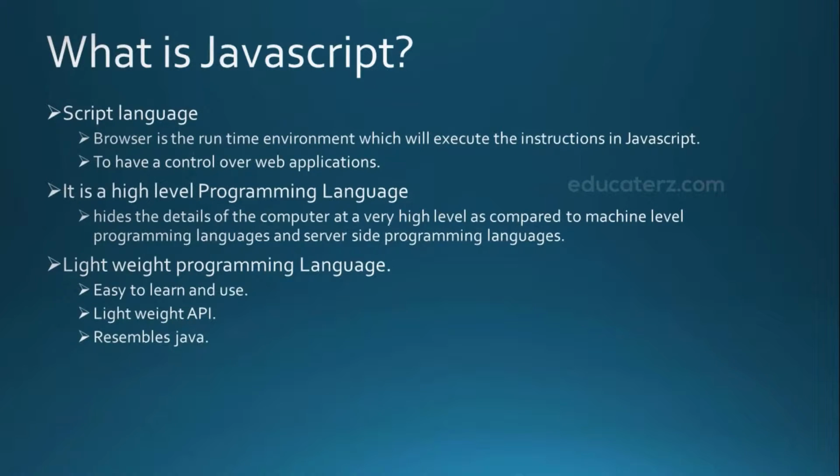So coming to what JavaScript is all about. JavaScript is a scripting language. A scripting language is one which is used to have control over one or more applications. We write instructions which will be executed by the runtime environment. In a similar way, the browser is one of the runtime environments which will execute the instructions written in JavaScript. So that is the reason JavaScript is a scripting language.